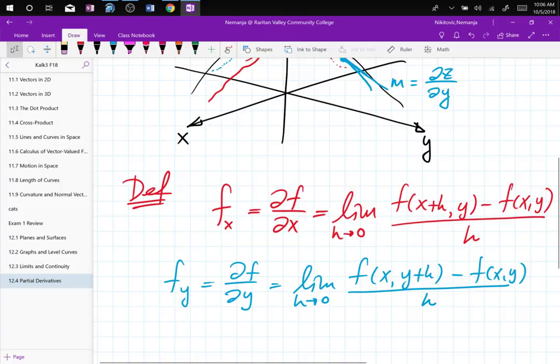I know that most of you took honors Calc 1, so if you know your Calc 1 proof for the derivative of x, for this one you just need to put f of x plus h comma y. So you just need to add comma y to that proof, and it's the same.